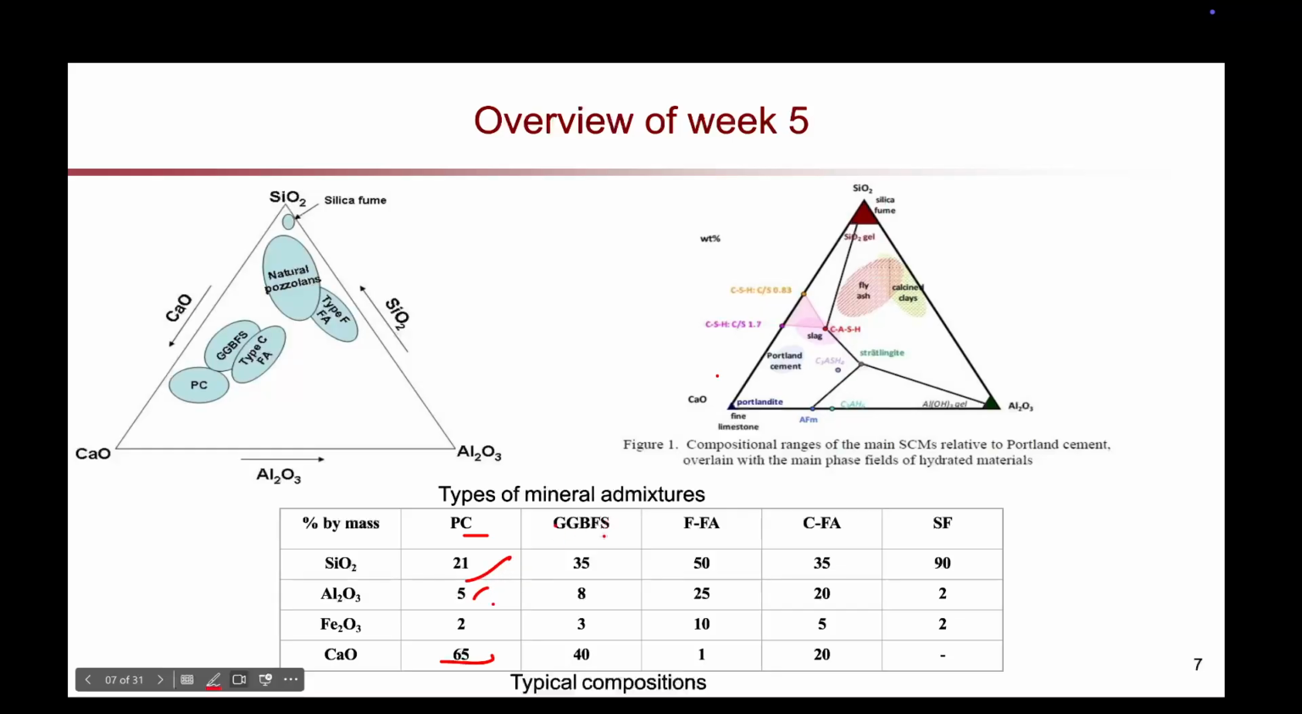And in our slag system, what will happen? Your silica content will be higher, and that way your calcium hydroxide will reduce. Fly ash has a maximum of silicon oxide, then aluminum oxide, and very little calcium hydroxide. Class C fly ash has 35% silicon oxide and 20% calcium and aluminum oxide. And last is silica fume. Silica fume won't have any calcium oxide present. It will only have 90% silicon oxide.